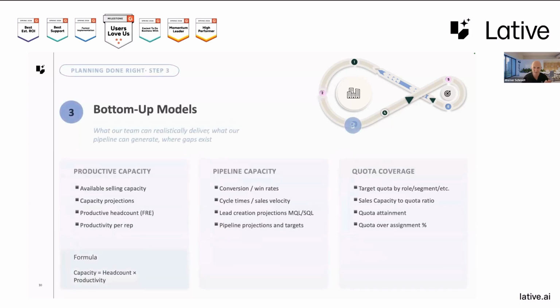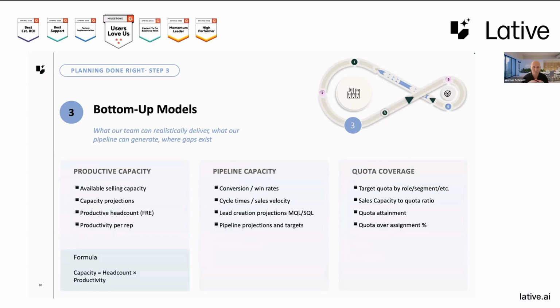Okay, so getting into number 3 now, bottom-up models. This is foundational, and a lot of organizations don't do this to the level that they should. It's easy to understand your performance. Number 1, your baseline. 2, get your top down. Lots to think about, of course. But 3, you've got to do your bottom-up models.